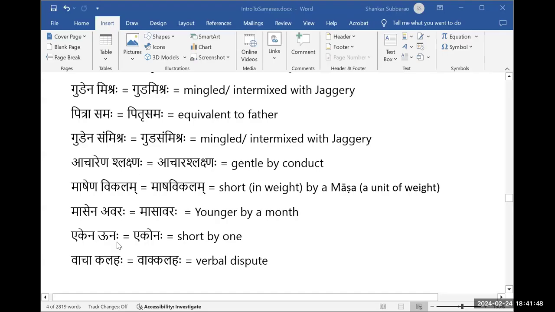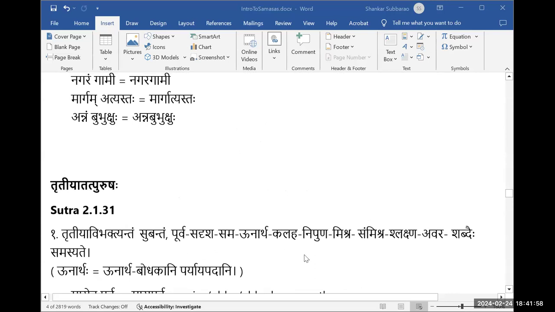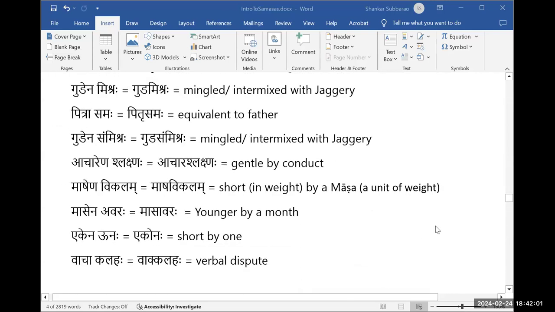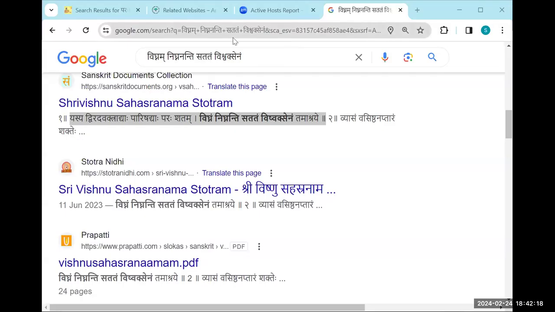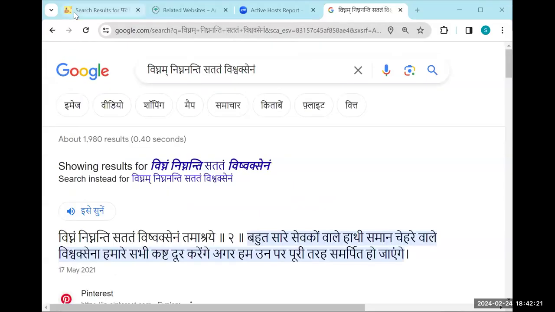Another example which they give, which I don't know if I put here, no, I didn't put it here, looks like: Masena unaha, mashonaha. Let me see, I'll show you. Give me a second, okay? 131. Okay, let's go there.